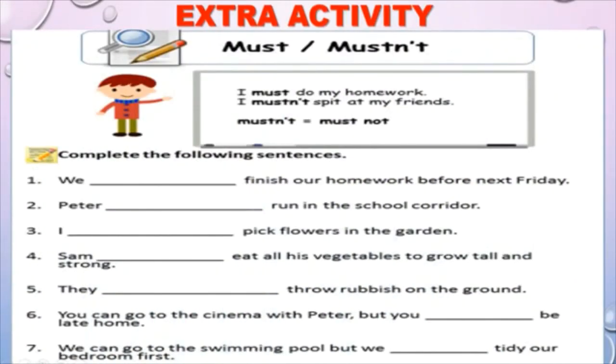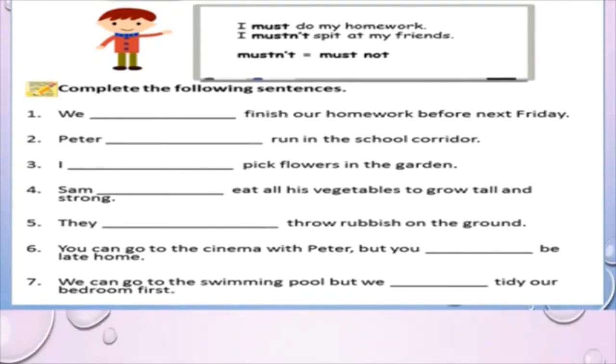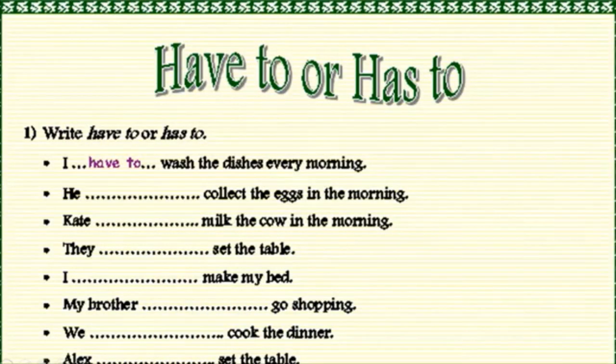This is the first extra activity. You have to complete the given sentences using must or mustn't. Then you have to complete these sentences using have to or has to.